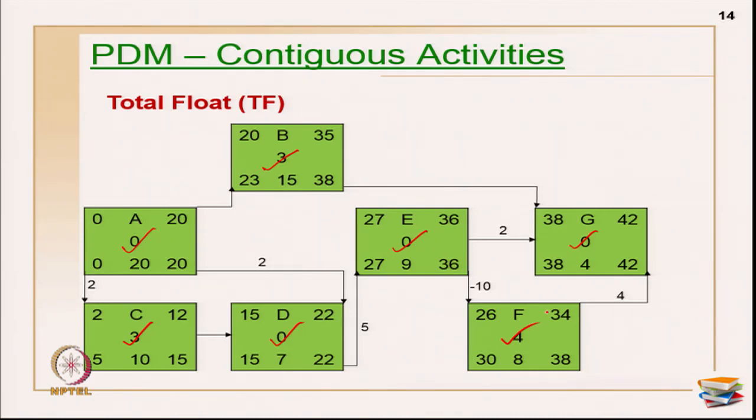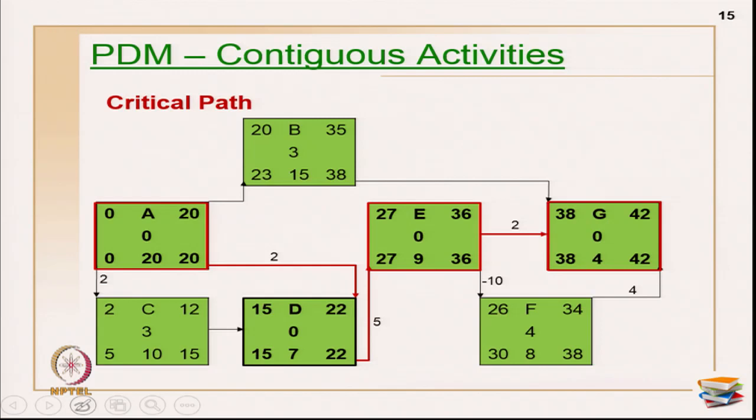If you see here, which activities have 0 as total float? I have activity A, activity D, activity E and activity G. Okay. So, the critical path is something like this: activity A, then activity E and activity G. So, all these 4 activities are on the critical path. So, that is the meaning of drawing this contiguous activity execution.